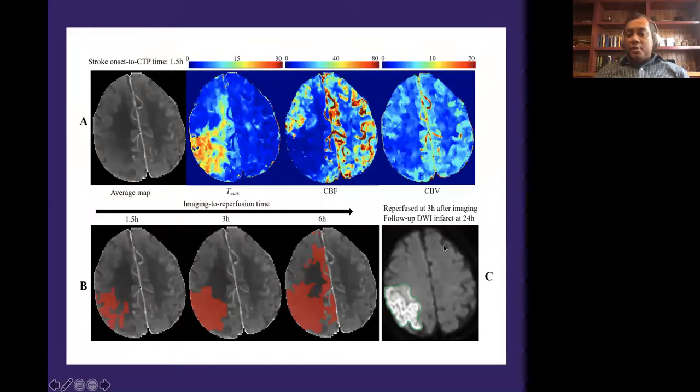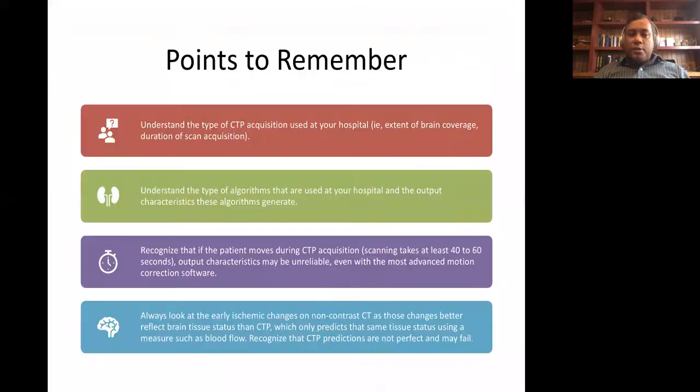And in this patient, we're able to reperfuse around 3 hours from imaging. And so you can see that this is what really happened. And this was the prediction. So the prediction actually matches what really happened because of mathematical computation that takes into account time. And so that is what we now do with CT perfusion imaging.